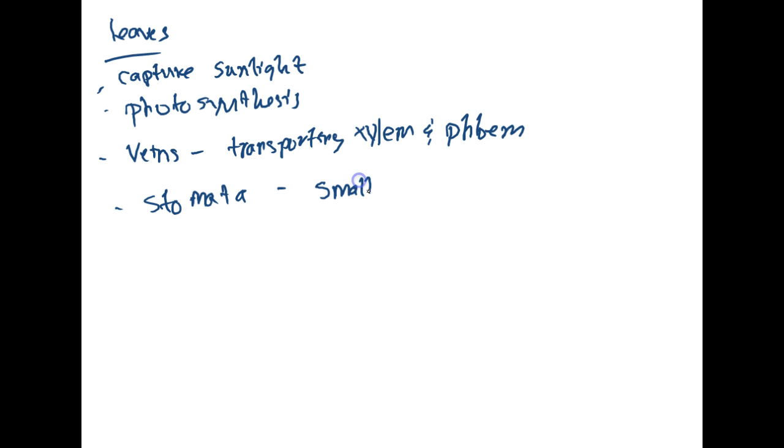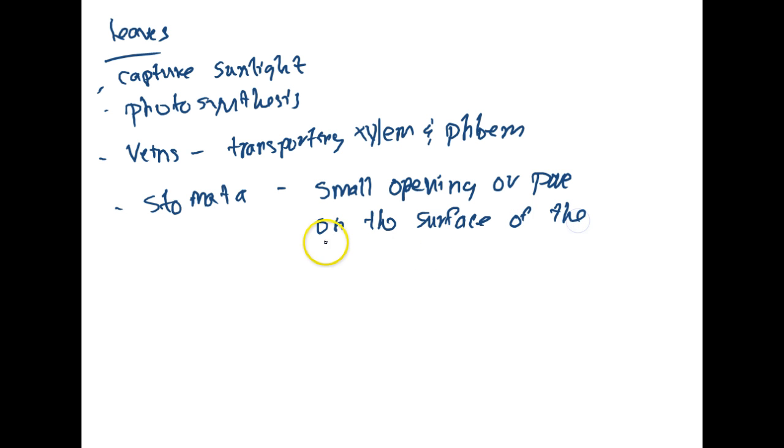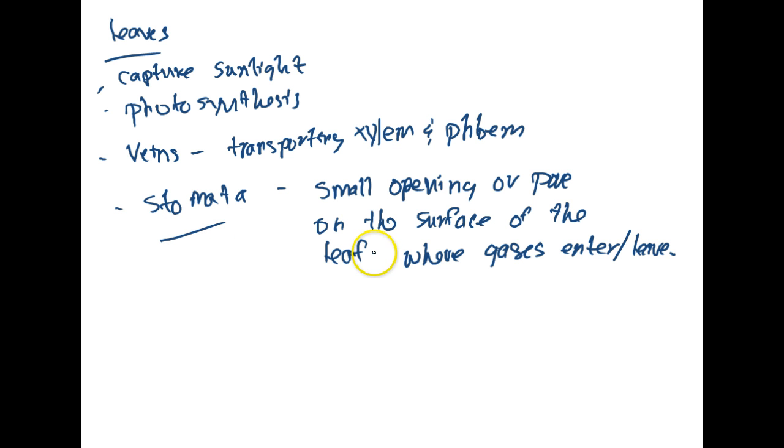which is a small opening or pore on the surface of the leaf where gases enter and leave. So these are important because this is what really helps us with photosynthesis. You have to be able to take in the carbon dioxide, you have to be able to release the oxygen, and it's done through this part of a small opening or a pore, which is responsible for this process.